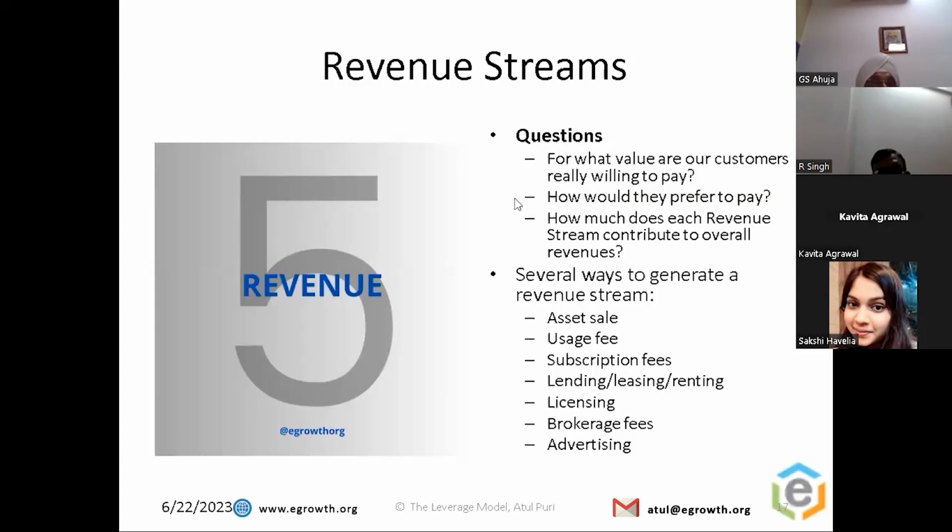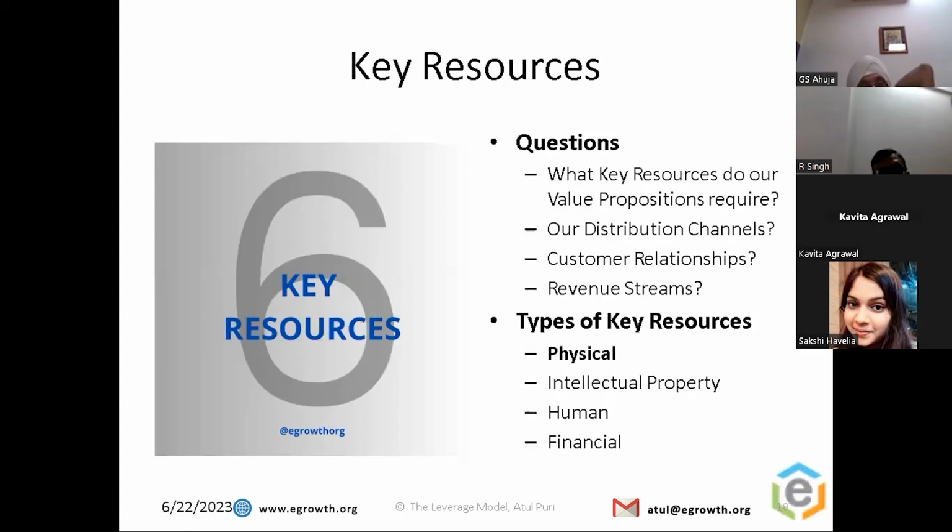So we've looked at the right-hand side of the business model canvas so far. Let's go to the left-hand side. The left-hand side, number 6 is key resources. What key resources do our value propositions require? What are our distribution channels? What are our customer relationships and what are our revenue streams?